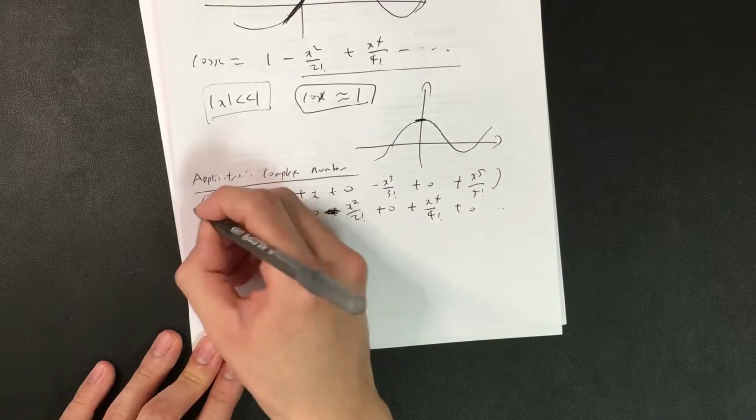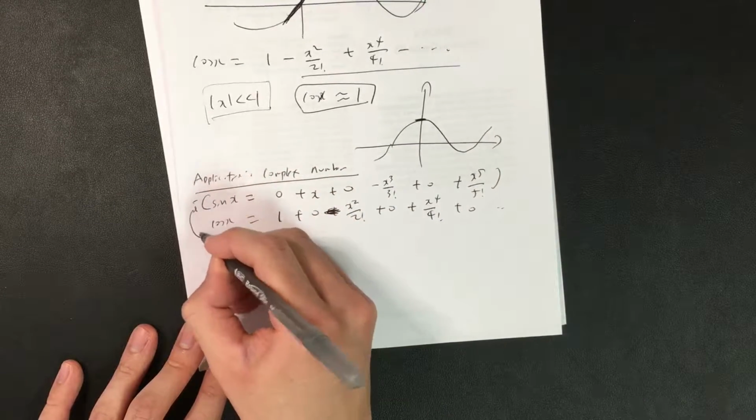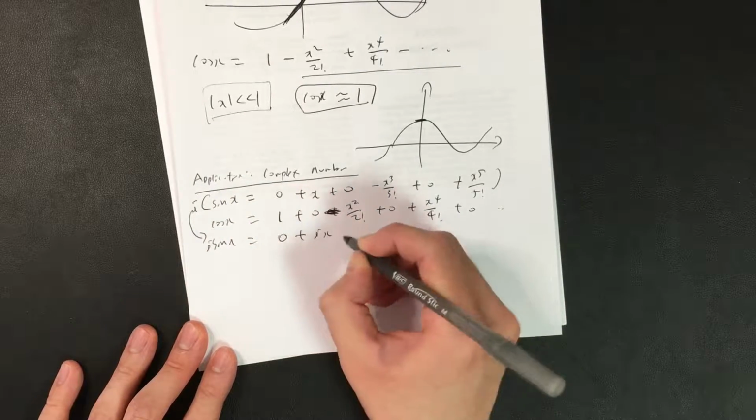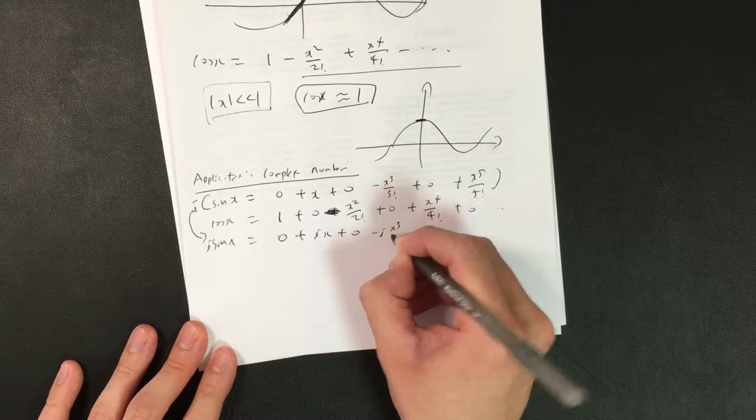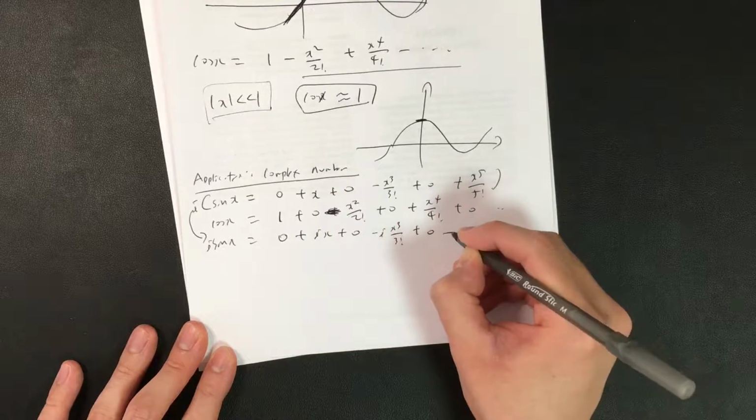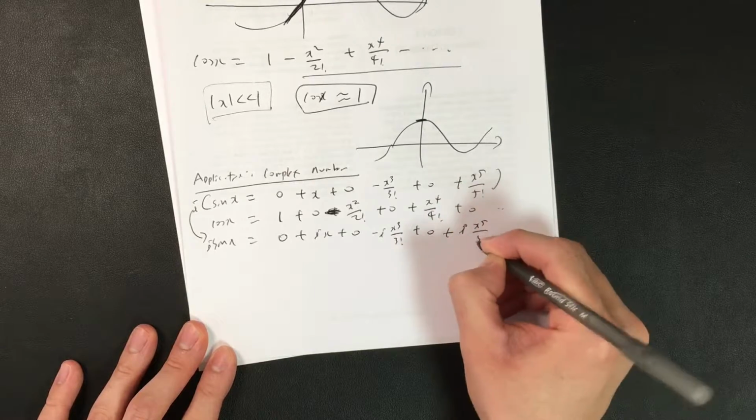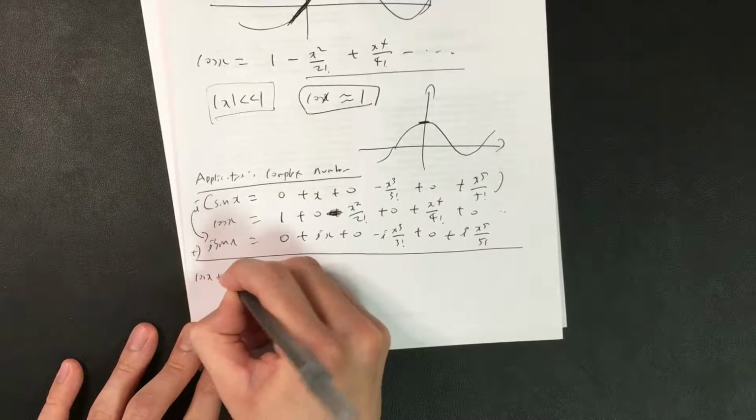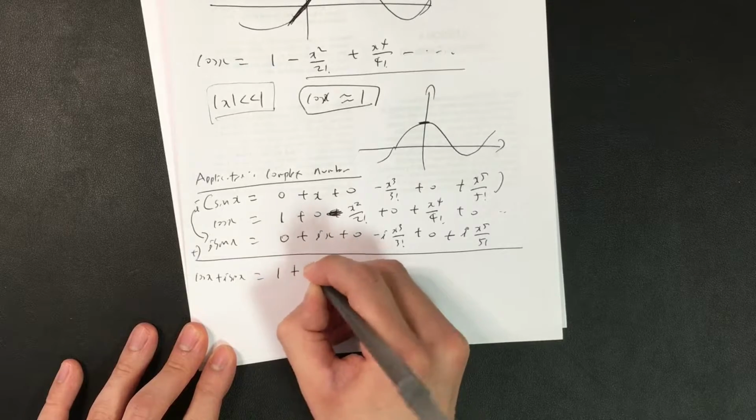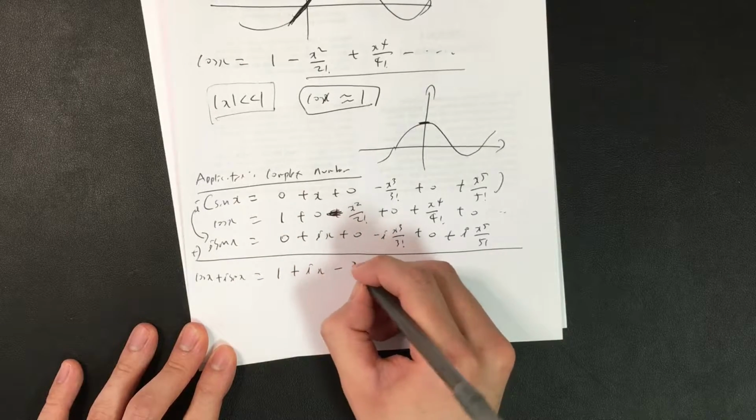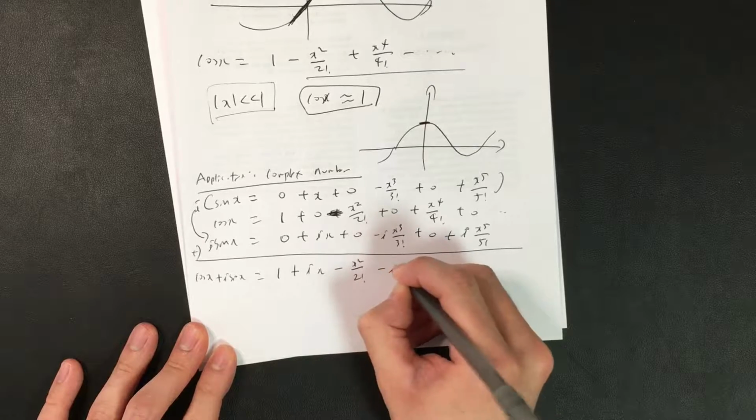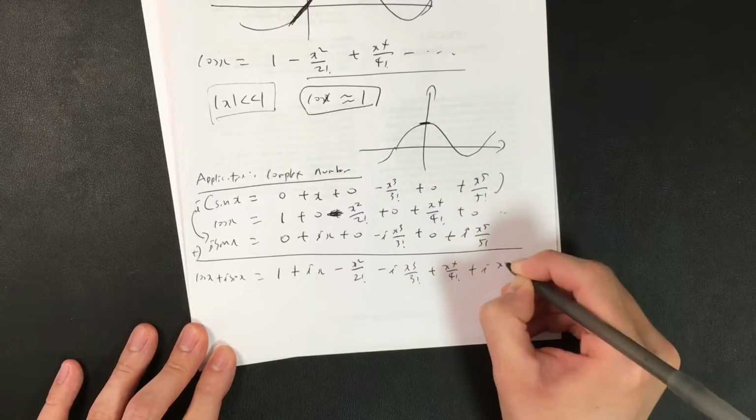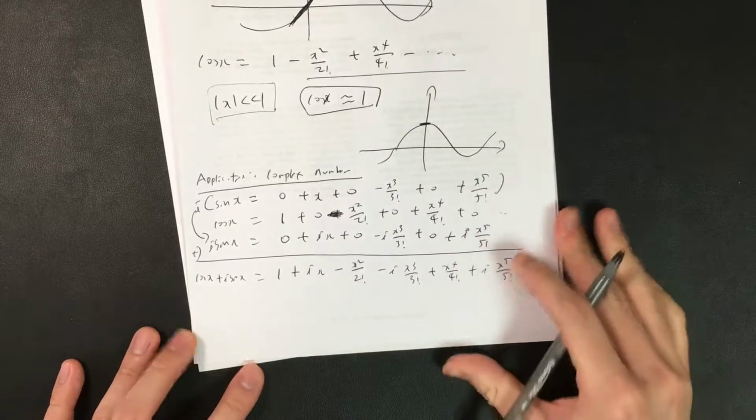If I multiply the imaginary number i by sine of x, I get i times sine of x equal to 0 plus ix plus 0 minus i times x cubed over 3 factorial plus 0 plus i times x to the fifth over 5 factorial, and so on. And if I add this, I get cosine x plus i sine x equals 1 plus ix minus x squared over 2 factorial minus i x cubed over 3 factorial plus x to the fourth over 4 factorial plus i times x to the fifth over 5 factorial, and so on.